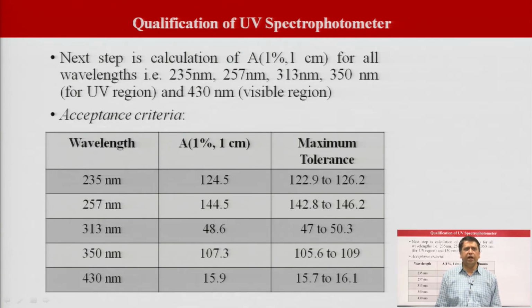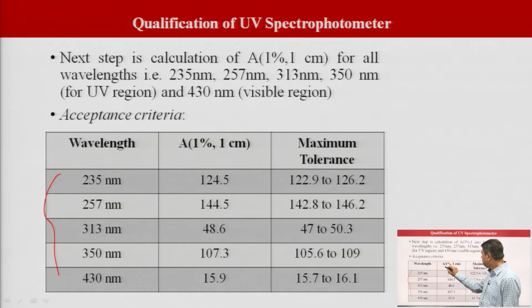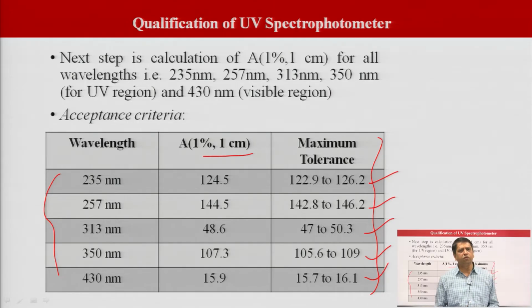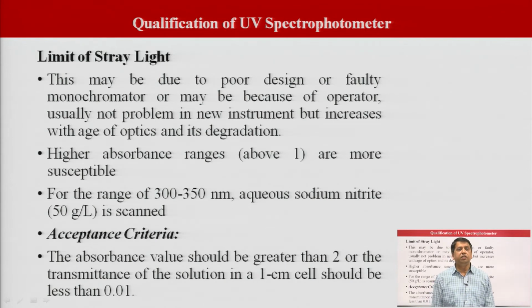So, the acceptance criteria, as you can see on this board also, list the different wavelengths, the A1% value and the maximum tolerance value. If the UV spectrophotometer shows all the figures within this limit, there will be no question about the photometric accuracy of any UV spectrophotometer. So, this is the second test, and the third test in the operational qualification is the limit of stray light.